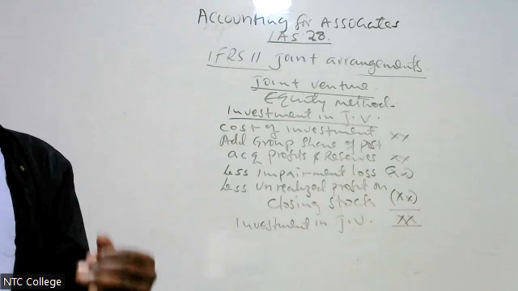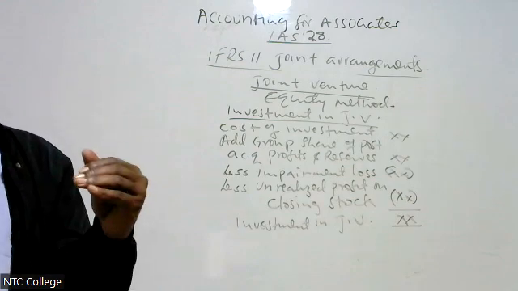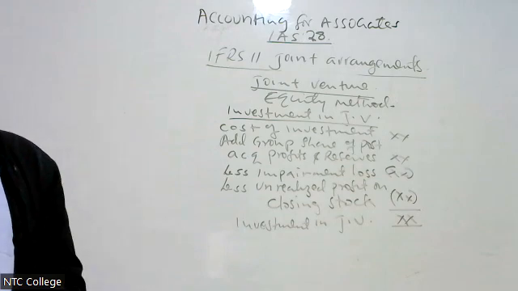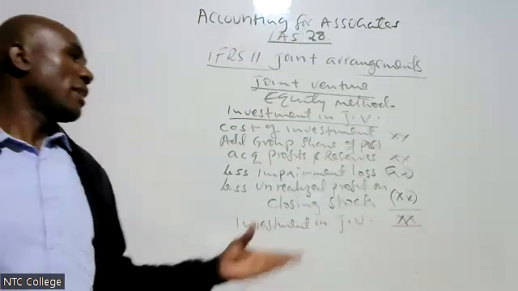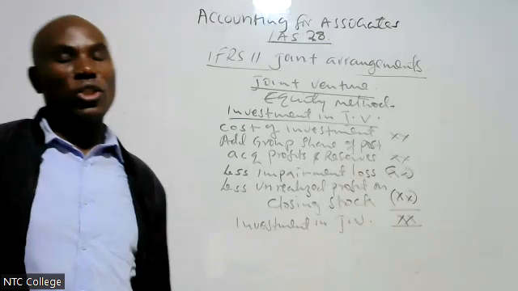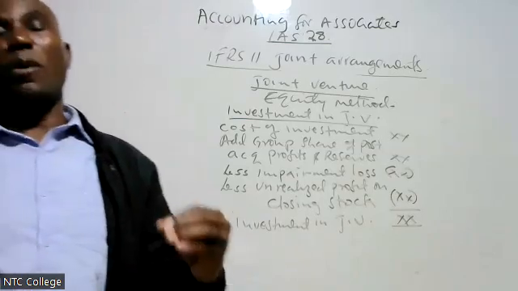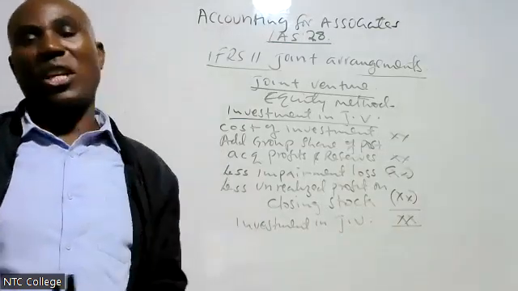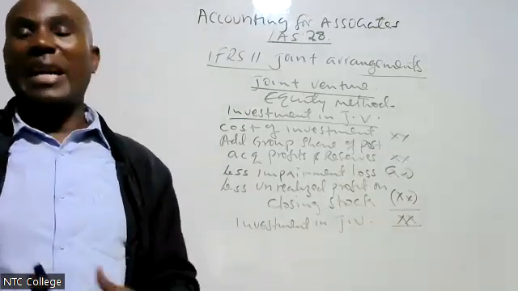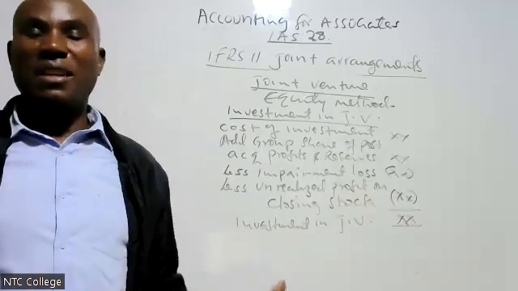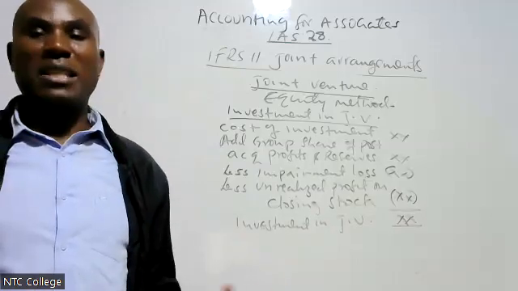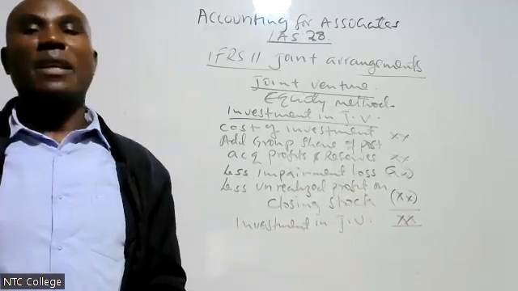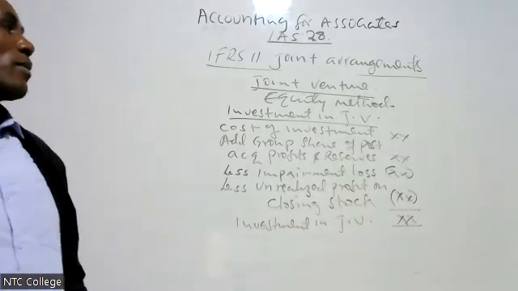Then we account for it the same way we account for an associate. We recognize an associate the same way we account for a joint venture. But if it's a joint operation, we are going to consolidate the 50% of our share. If it is PPE, I take 50%. If it is inventory, I take 50%, and so on in that order.